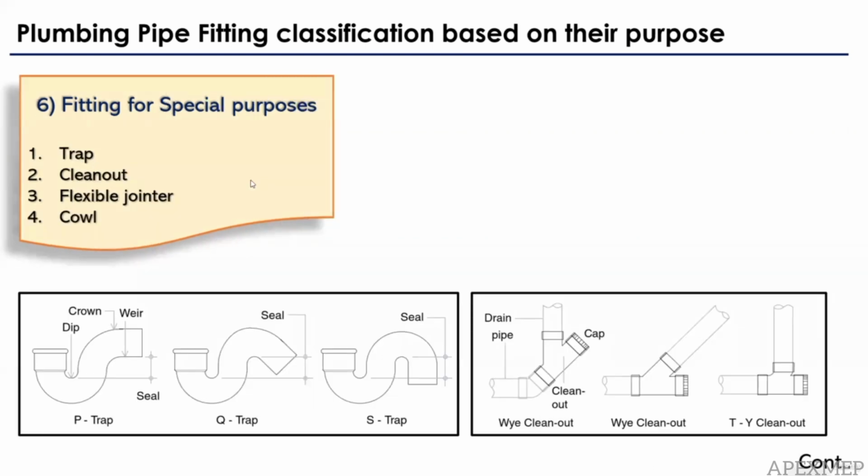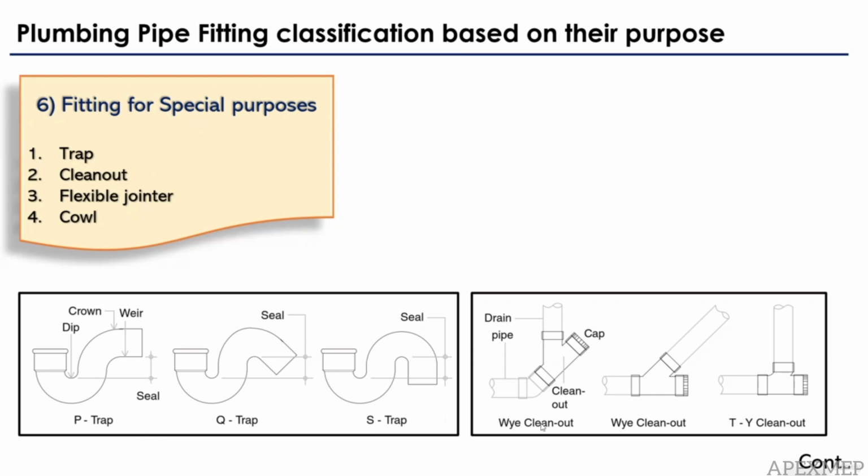Fittings for special purposes. It can be a trap, clean out, flexible jointer, and a cowl piece. Traps can be of three types: P trap, Q trap, and S trap. Generally, we use these traps in the drainage system.